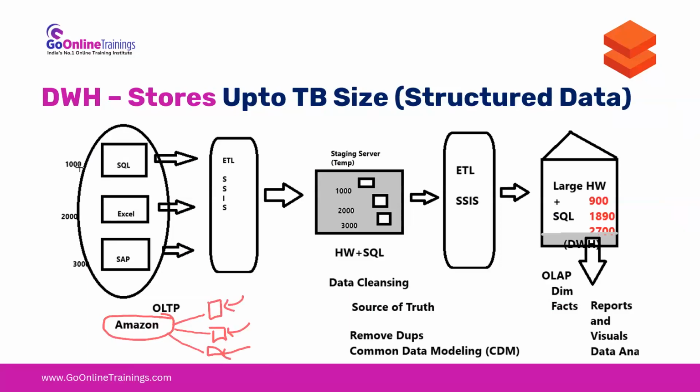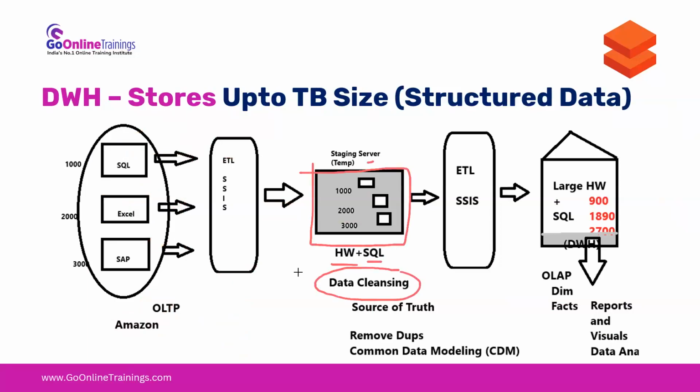So what you need to do: all the Amazon data, it may be in Japan. The Japan data may be in SQL, it may be in Excel. SAP may be Singapore data. All the Amazon data, we have to bring it. With the help of SSIS, that's what we were using initially, all the data we have to keep in the staging server. Staging means temporary server. Where SQL is running, data cleaning is going to be happening here. So if we have a lot of duplicated data, all the data as it is, we're going to be dumping.